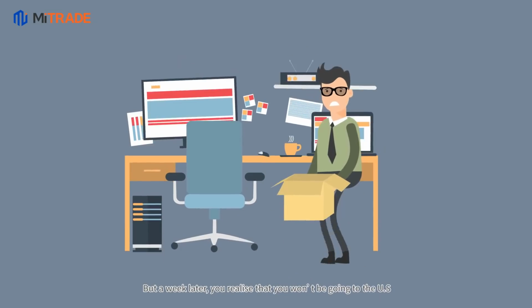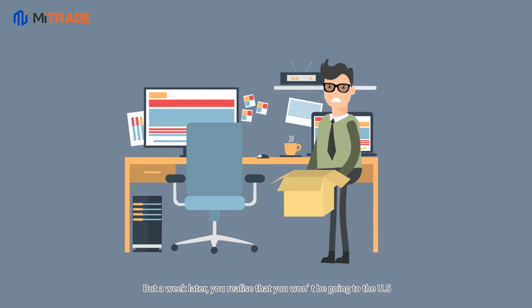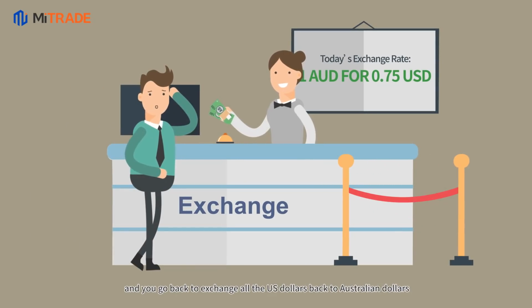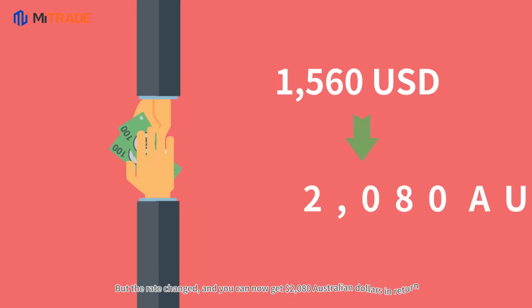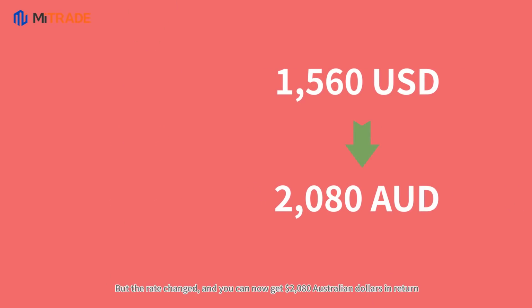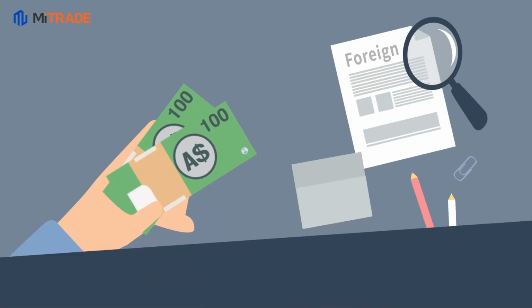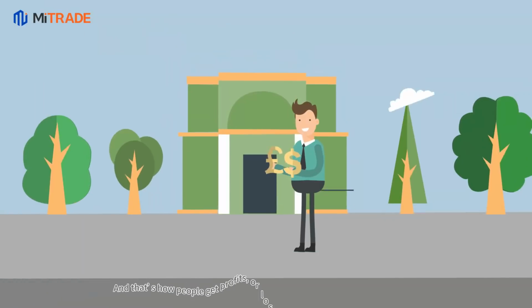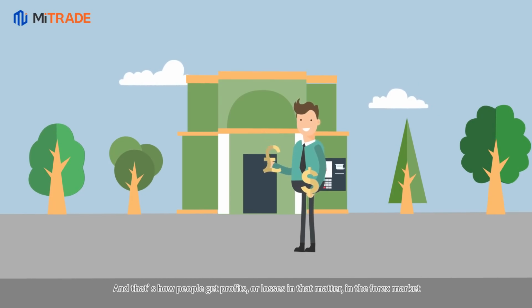But a week later, you realise that you won't be going to the US, and you go back to exchange all the US dollars back to Australian dollars. But the rate changed, and now you can get 2,080 Australian dollars in return. In a week's time, you have earned 80 Australian dollars just by exchanging the two currencies back and forth. And that's how people get profits, or losses in that matter, in the forex market.